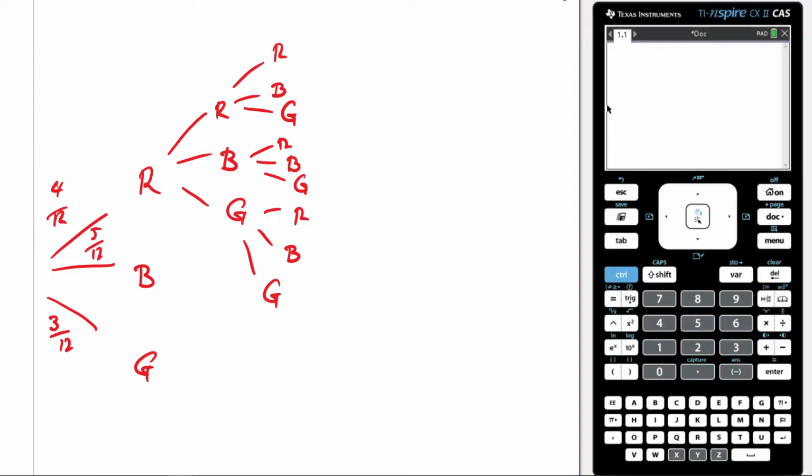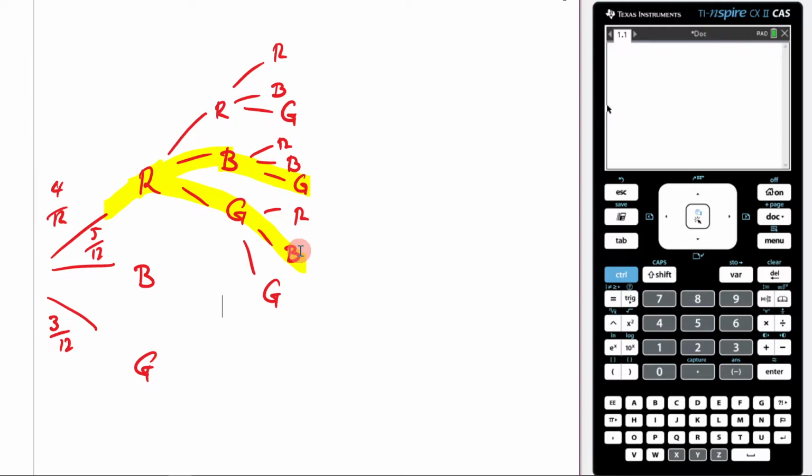Then we want to consider the probability of selecting 3 of different colors. So that would mean I get a red, then I get a blue, and then I get a green. Or I get a red, I get a green, then I get a blue. As you can see, if my first color I select is red, there are only 2 pathways I can go to give me 3 different colors.